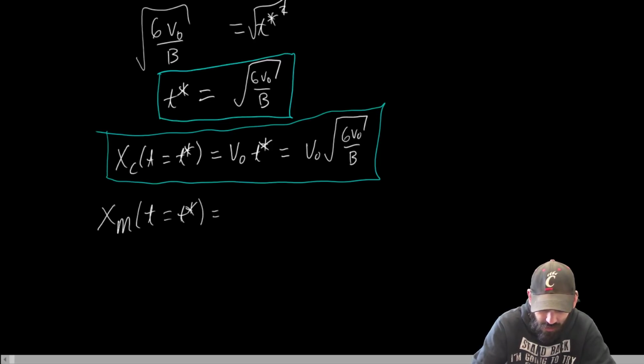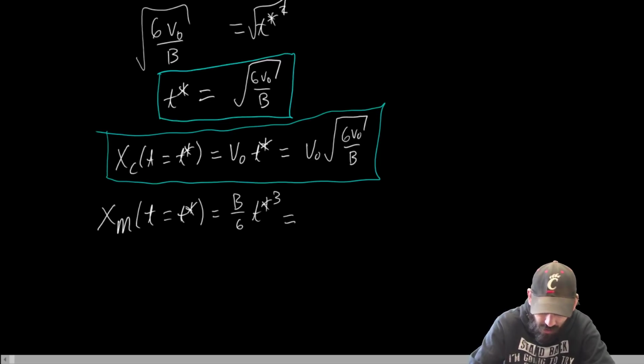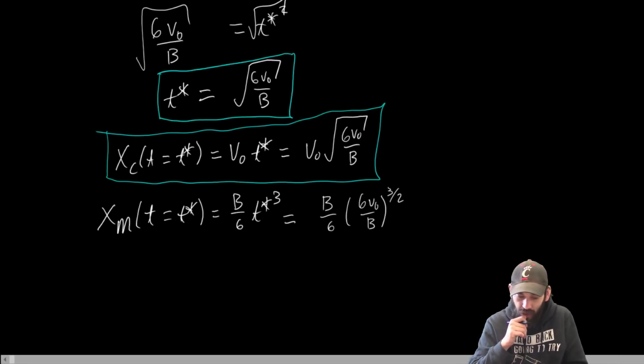This is going to be equal to b over 6 T star cubed, which is equal to b over 6 times (6v0 over b) to the 3/2. Okay. Now, what we can do here is notice that some things are going to pull out if we're careful about the way that we do this. So we can cancel some things essentially.